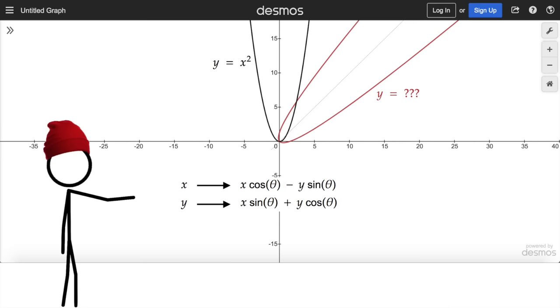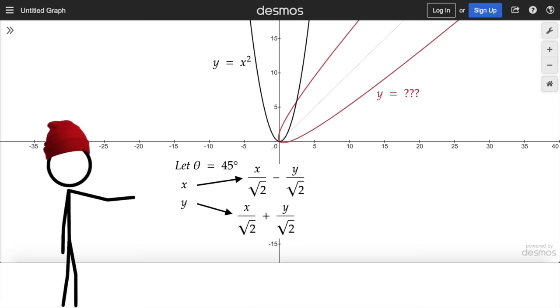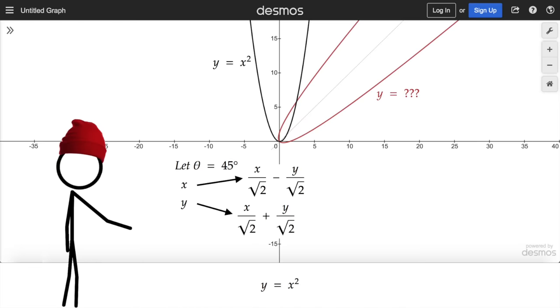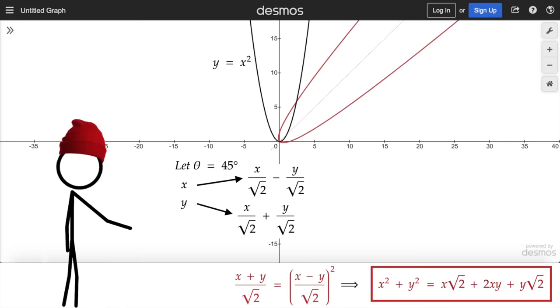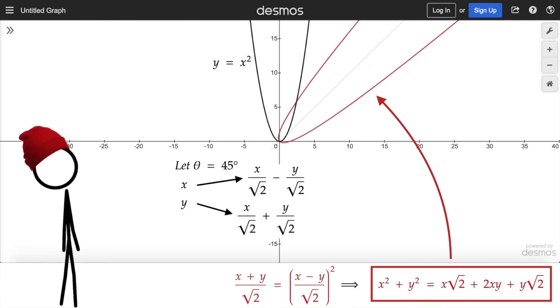Oh, no way. Let's do a diagonal parabola. Diagonal parabola, 45 degrees. So, let theta equal 45 degrees, and cos 45 is 1 over root 2, sine 45 is also 1 over root 2. Okay, and now y equals x squared, so we swap the x for (x minus y) over root 2, and swap the y for (x plus y) over root 2, expand that out, make it look nice, dress it up, x squared plus y squared equals x root 2 plus 2xy plus y root 2. That's it! That's a diagonal parabola. It works! Yes!